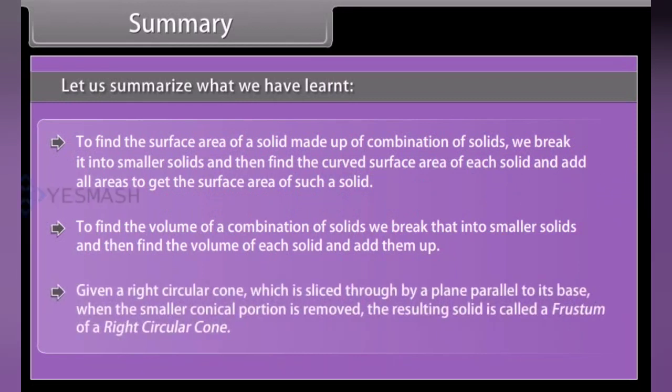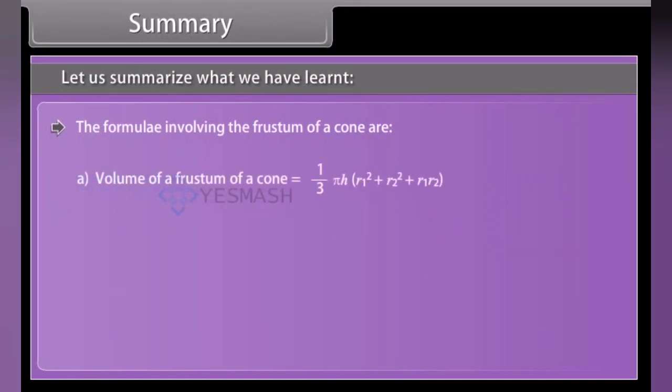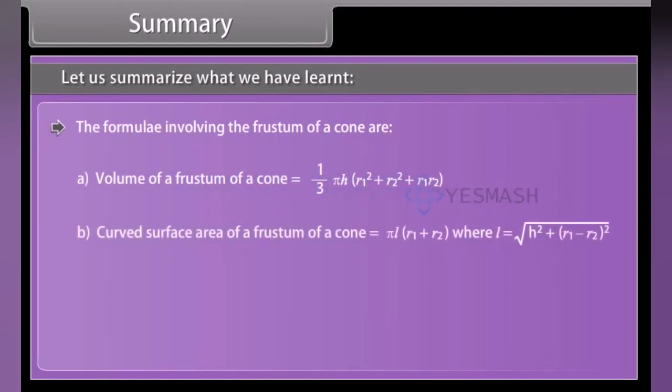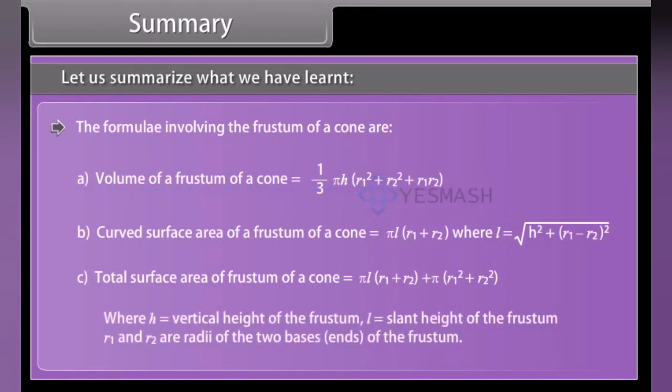Given a right circular cone, which is sliced through by a plane parallel to its base, when the smaller conical portion is removed, the resulting solid is called frustum of a right circular cone. The formulae involving the frustum of a cone are: where h is the vertical height of the frustum, L is the slant height of the frustum, R1 and R2 are radii of the two bases, the ends of the frustum.